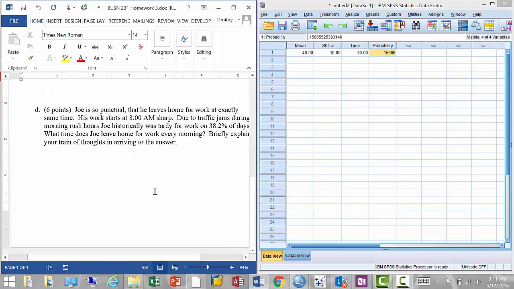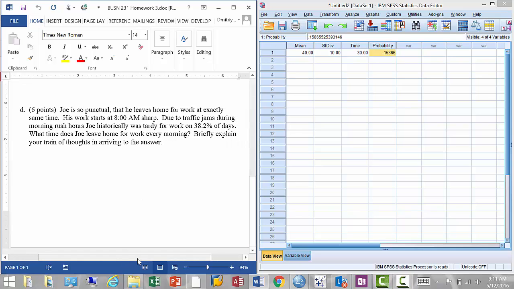Joe is so punctual that he leaves home for work at exactly the same time. His work starts at 8 a.m. sharp. Due to the traffic jams during morning rush hours, Joe historically was tardy for work on 38.5% of days. What time does Joe leave home for work every morning? Briefly explain the train of thought. How did you arrive at that answer?